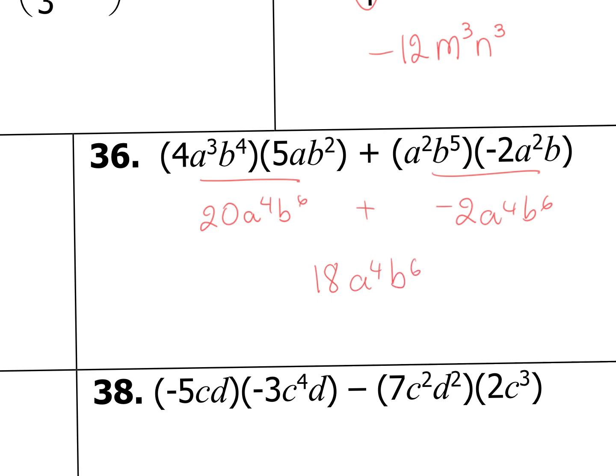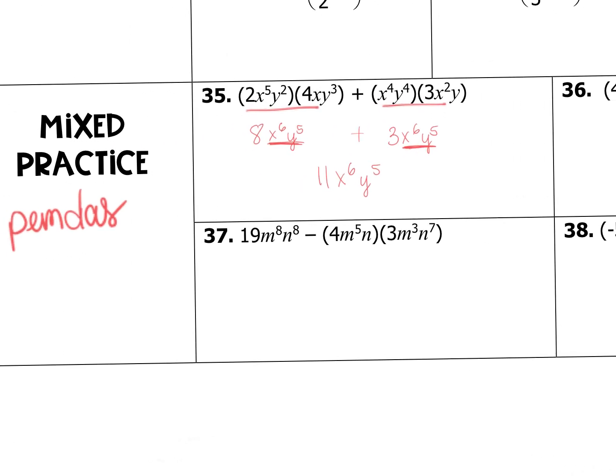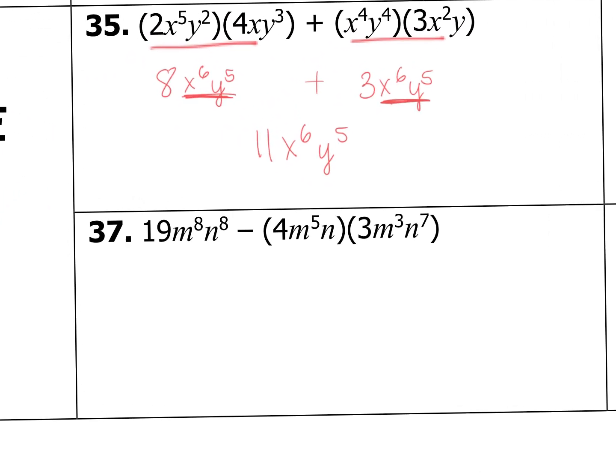Alright, I'm going to do one more and then I'll let you take care of 38. So this one we have subtraction and multiplication. Of course, we're going to do the multiplication first. So if I don't subtract, I just drop it down. 4 times 3 is 12, m to the 8, n to the 8. 19 minus 12 is 7, m to the 8, n to the 8.